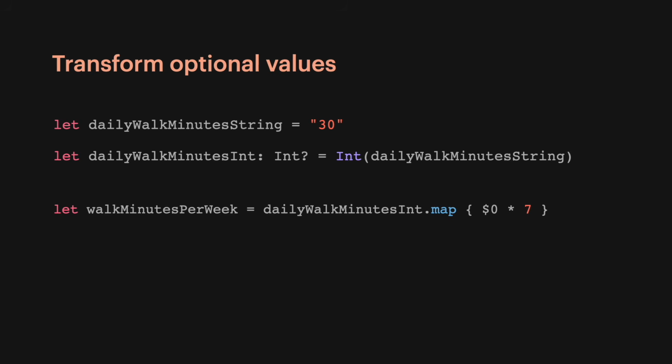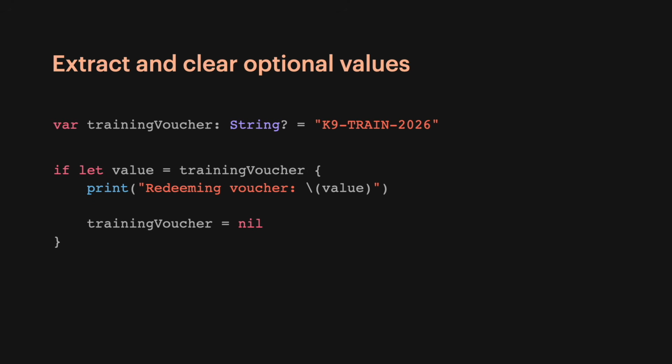Some optionals in our code may represent single-use values, like tokens or vouchers, for example. And once the value is consumed, the optional should be assigned back to nil. Here we have an example with the training voucher. We unwrap the voucher and redeem it. Then we manually assign it to nil. This code is not incorrect, but it can be improved.